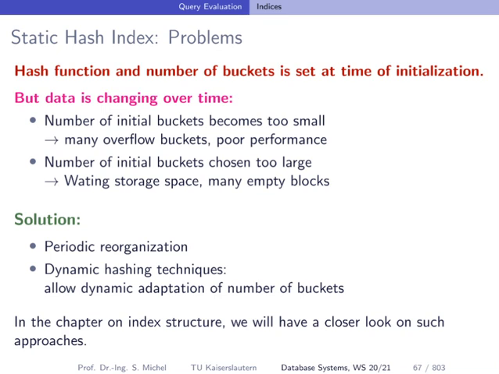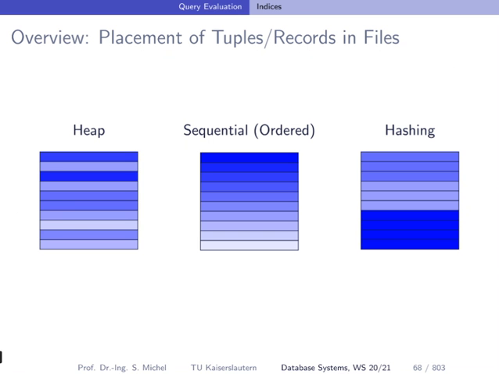This is again summarized here on the slide, the problems if you have static hash indices. So now, having hashing as well, we can extend our view of how we can organize tuples or records into files. We had already previously seen this illustration for heap and sequential tuple ordering, or sequential files. And if we have hashing, then we can illustrate it like this, that we have these blocks of the same IDs within a file.